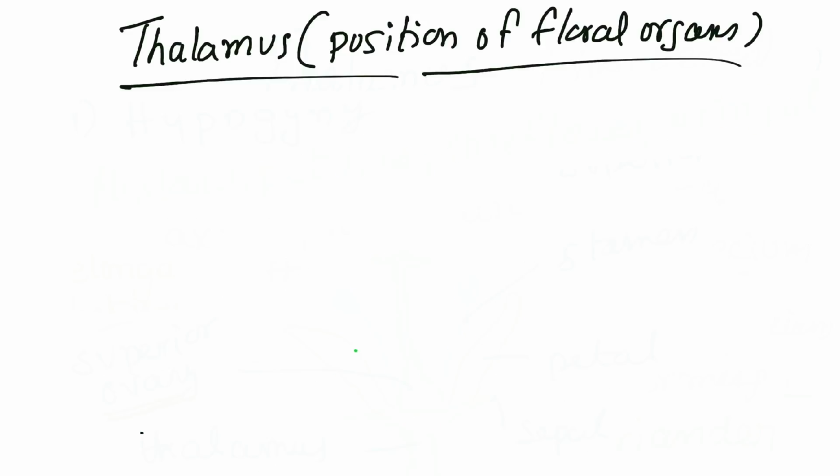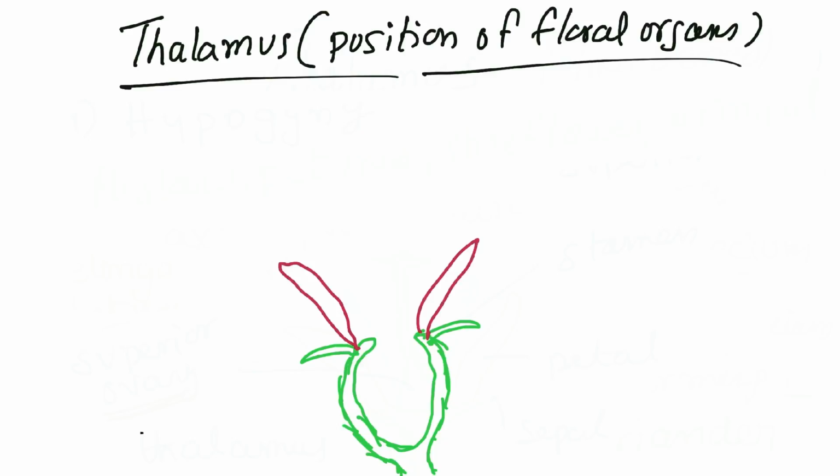Now we are going to the second division as far as the position of the thalamus related to other floral organs is concerned. And here from the diagram itself we can see that the position of the ovary is quite different. This is the case which is called the half inferior ovary, and we'll be coming into the details shortly.